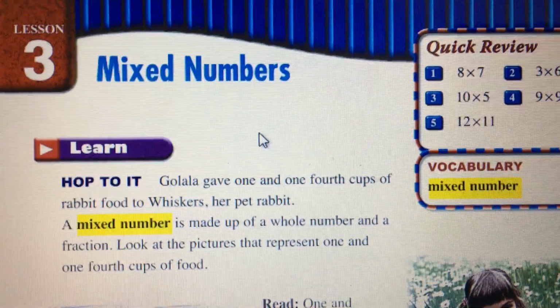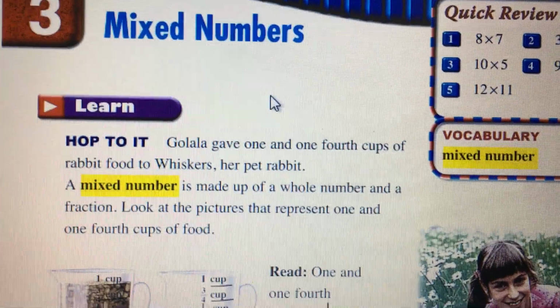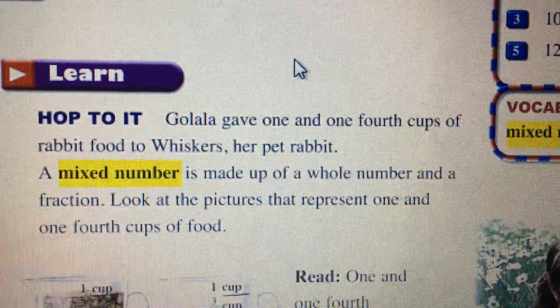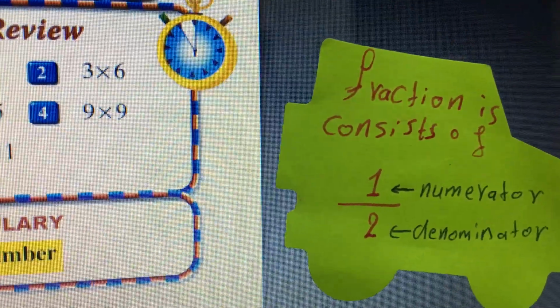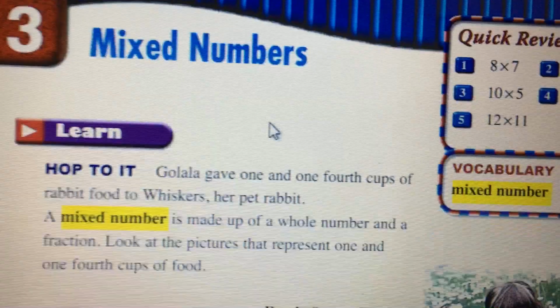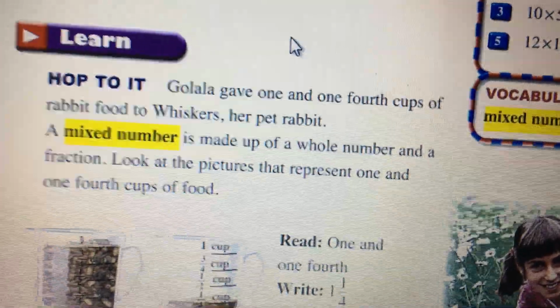Today I'm going to talk about mixed numbers. What is a mixed number? A mixed number is made up of a whole number and a fraction. And as we learned from the previous lesson, a fraction consists of a numerator and a denominator. But today we have mixed numbers. What is a mixed number?